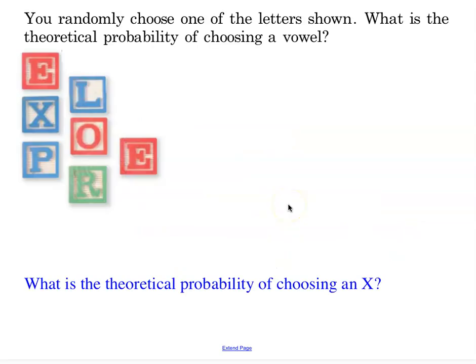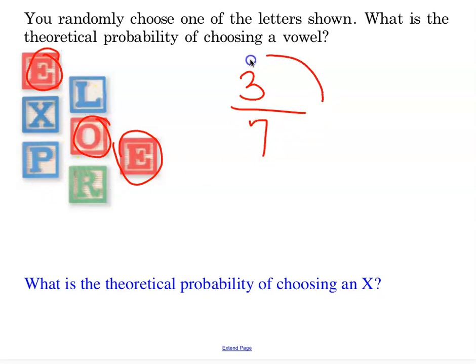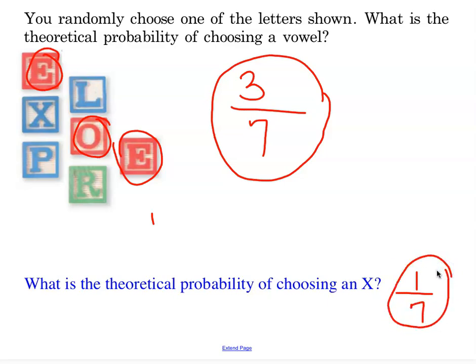So let's look at this example. You randomly choose one of the letters shown. What is the theoretical probability of choosing a vowel? We need the favorable outcomes. In this case, the favorable outcomes are E, O, and E, because I want a vowel. So there are 3 favorable. Total outcomes, there's 3, 6, 7. So the theoretical probability of choosing a vowel is 3/7. Theoretical probability of choosing an X, well, there's only one X, so that's the favorable outcome out of 7 letters.